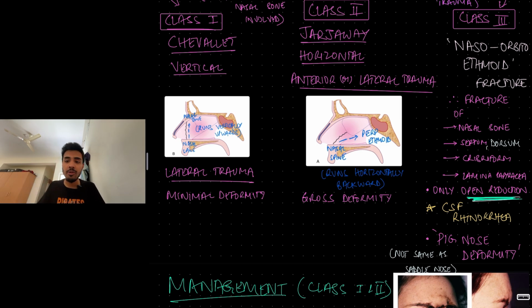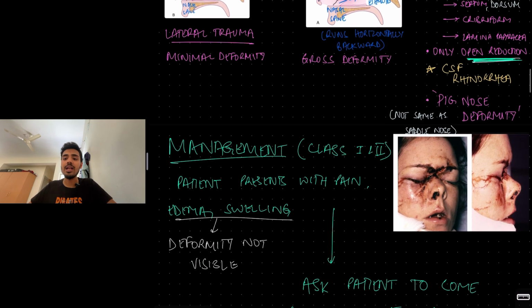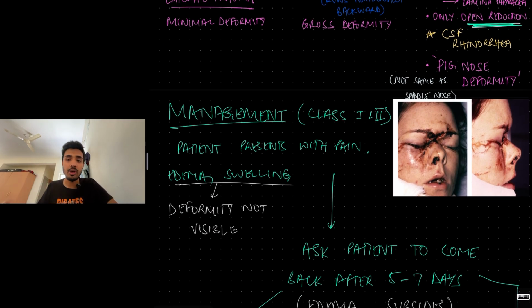And because the cribriform plate is injured, you will have CSF rhinorrhea. With such severe fractures and multiple fragments, you have to go for open reduction. So for class 3 nasal fracture, you have to go for open reduction. You have CSF rhinorrhea in class 3 nasal fracture. And remember, class 3 nasal fracture, naso-orbito-ethmoid fracture, is characterized by something known as pig nose deformity.